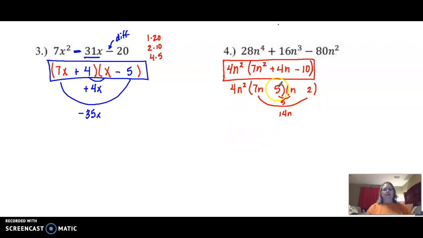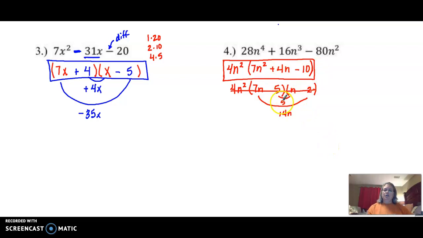Because if I switched it around and did a 2 here and a 5 here, I'm going to have a 35. That's way too big. And if I did 10 and 1, if I put a 10 here and a 1 there, that's going to give me 3. So it doesn't factor any further. So there's my factors. Okay?